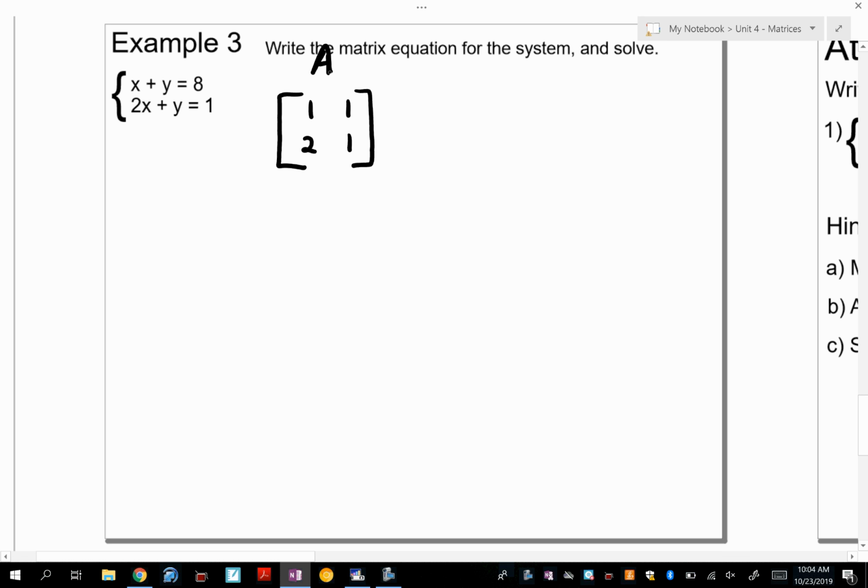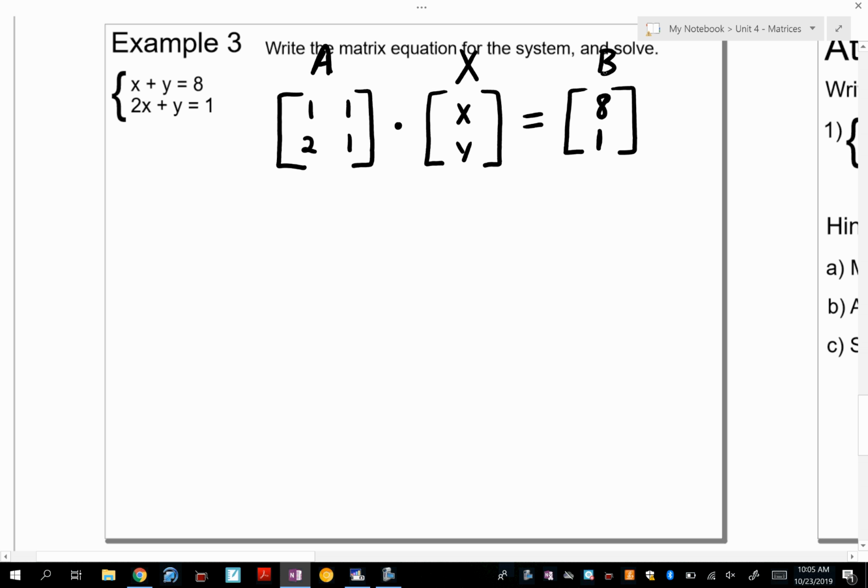Now, we're going to go further because today is not Cramer's rule. We're going to write another matrix, times, and this matrix is the variable matrix. What are my variables in this system? X and Y. That's called the variable matrix, and I label that matrix X. Equals. The last matrix is the constant matrix. What are the constants after the equal sign? 8 and 1. And I label that matrix B.